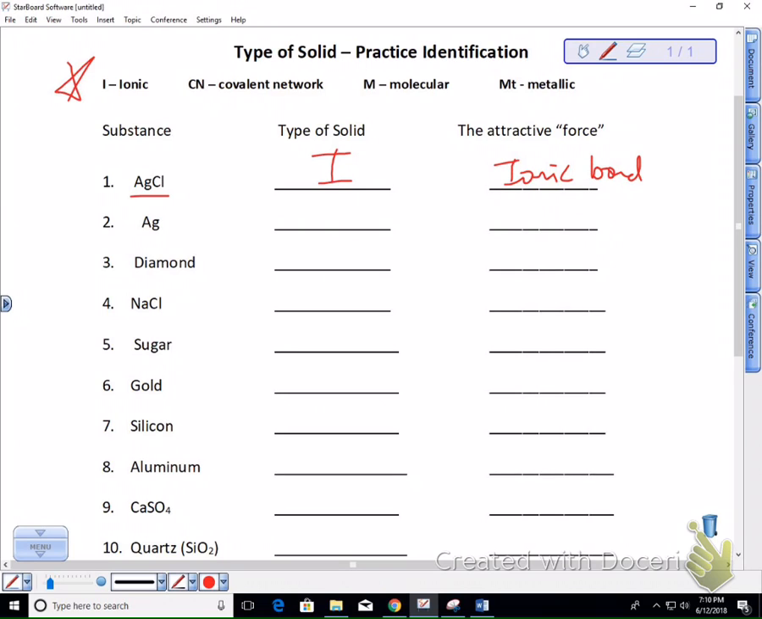Number two, we have silver. So if I have a piece of silver, we would classify that as a metallic solid, held together by those metallic bonds, the electron sea.